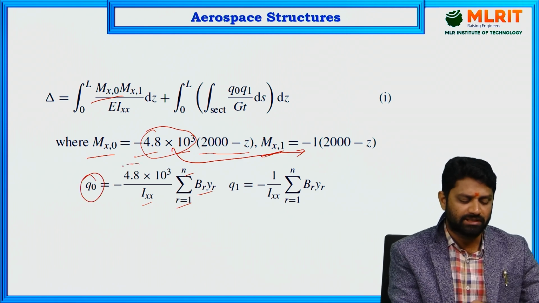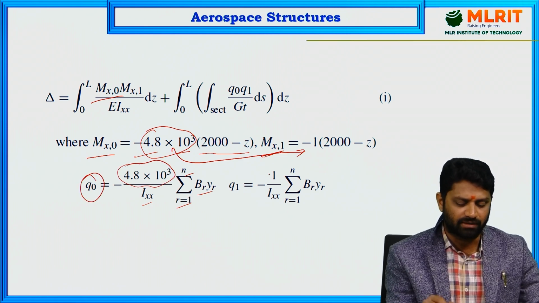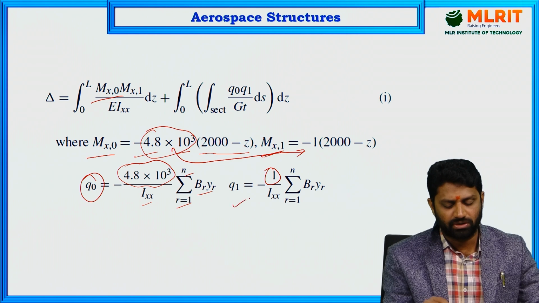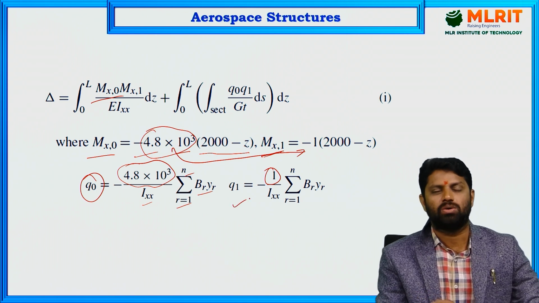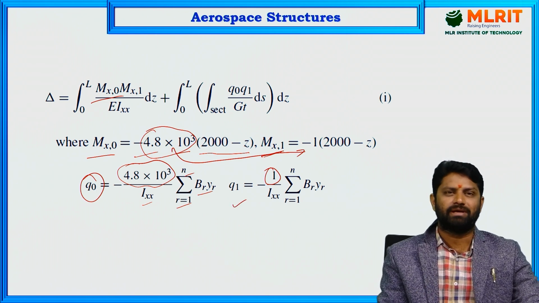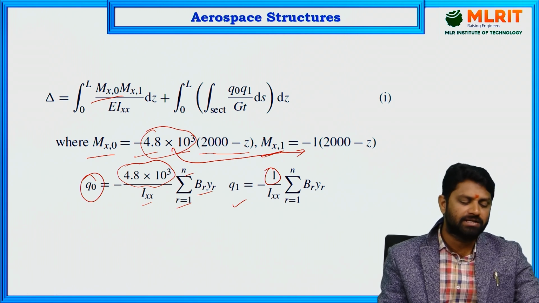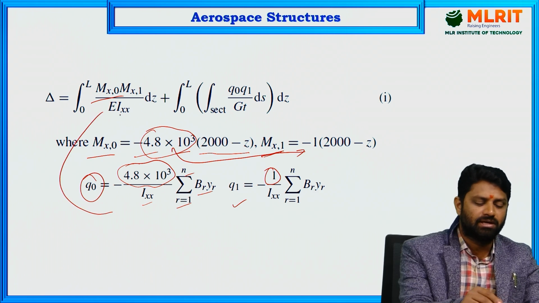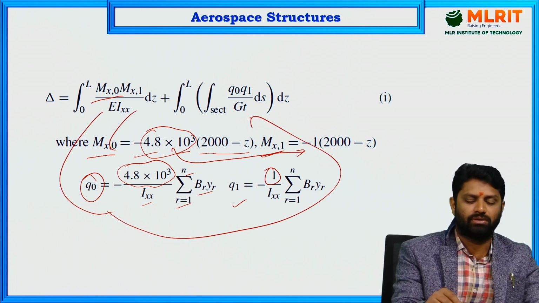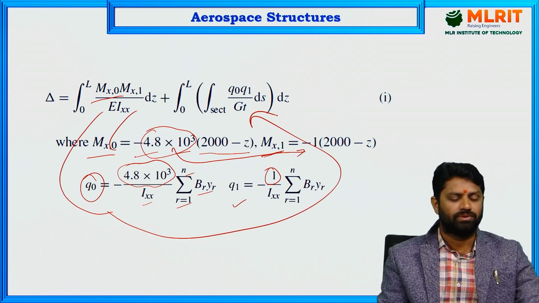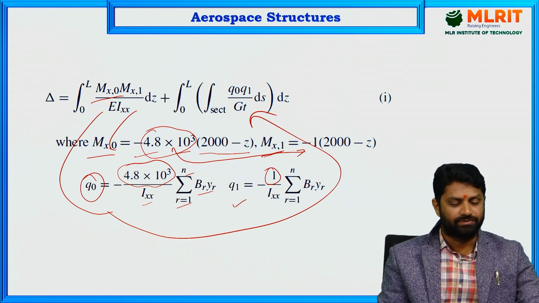So q1 is nothing but what? Replace this original load by 1, and then you are going to write q1 as it is. So this is how we find Mx0, Mx1, q0, q1. Once we get all these things, let's substitute all these in this formula and do the calculations.